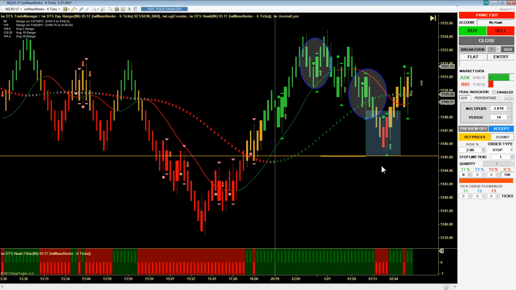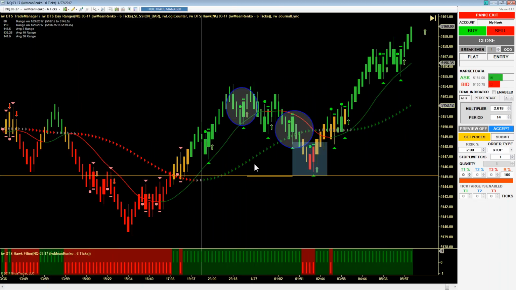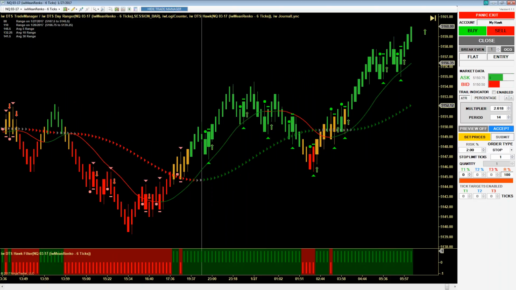And look at what happens. The market comes down, retests that level, and then goes up. Okay, that's fundamental. But just to arbitrarily place your stop, that makes no sense.